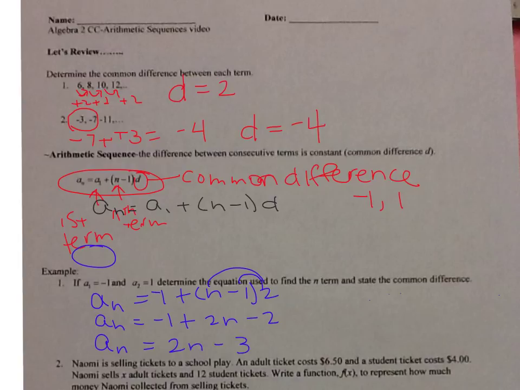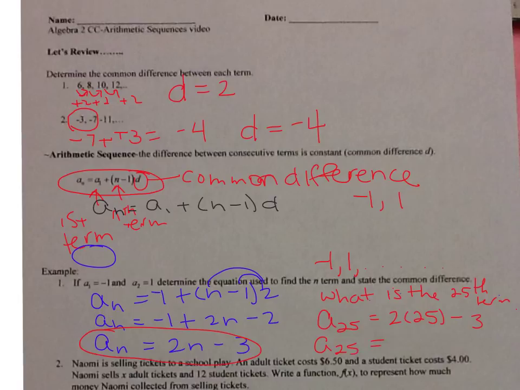Now if I ask, what is the 25th term? Instead of taking negative 1, 1, and writing down all the way up to the 25th term, or even if I asked you the 50th term, you don't want to sit there and write out all 50 terms. So we would want to use the formula. To find the 25th term would be a sub 25, which is 2 times 25 minus 3. So 2 times 25 is 50, minus 3 would be 47. That would be how you would find a specific term.